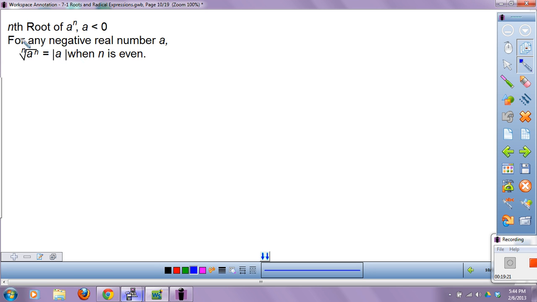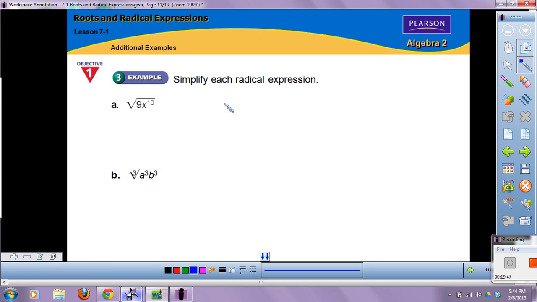Okay, the nth root of a to the n when a is less than 0. For any negative real number a, the nth root of a to the n is the absolute value of a when n is even. So only when your index is even does this matter. What does this mean? This looks crazy. Don't worry, it won't look so bad with the example. Okay, example 3. Simplify each radical expression.